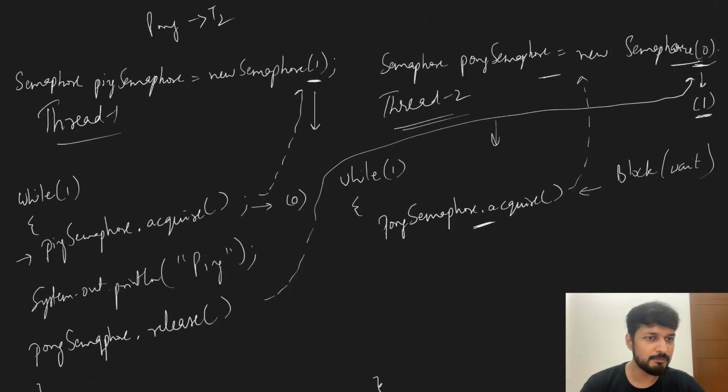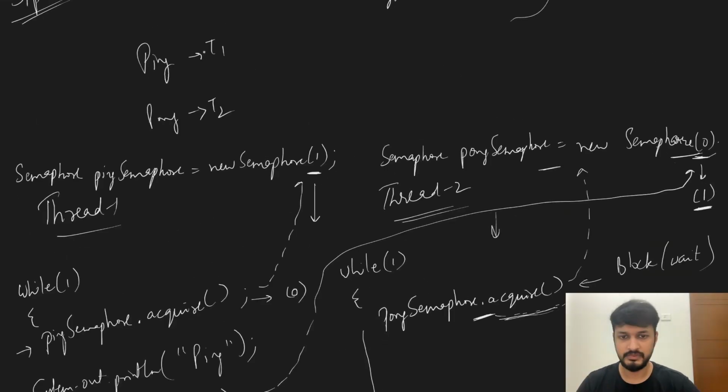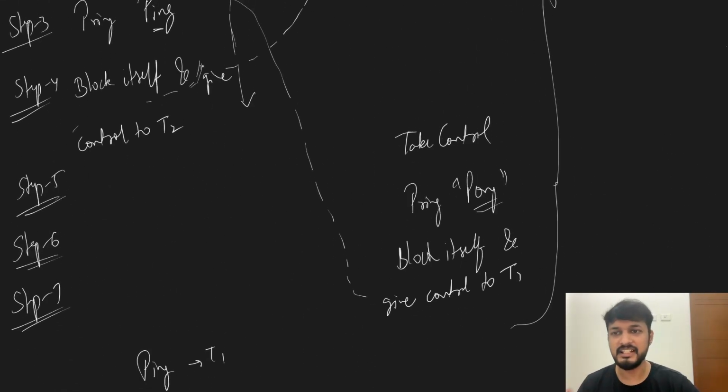Now as soon as permit increases from 0 to 1, CPU will say, hey thread 2, Pong semaphore now has 1 permit. So you are allowed to acquire a permit using the statement which you were using earlier, right? So now thread 2 will be in control. Thread 2 will acquire 1 permit from the Pong semaphore, and it will go ahead and execute whatever instruction we are about to write here.